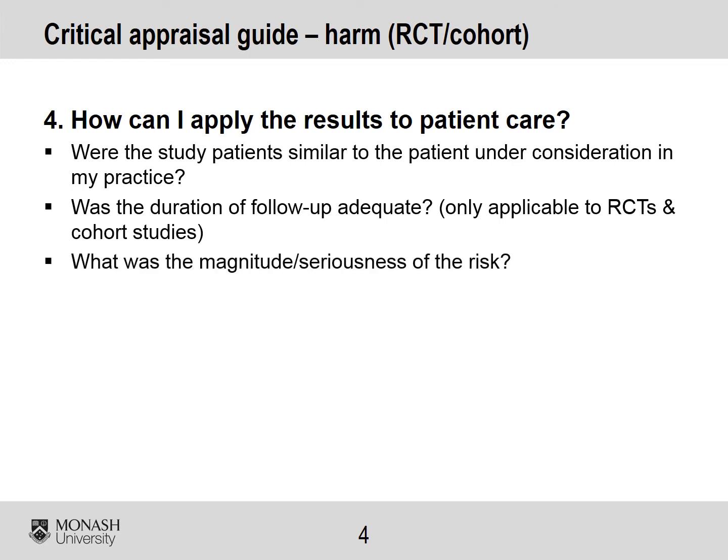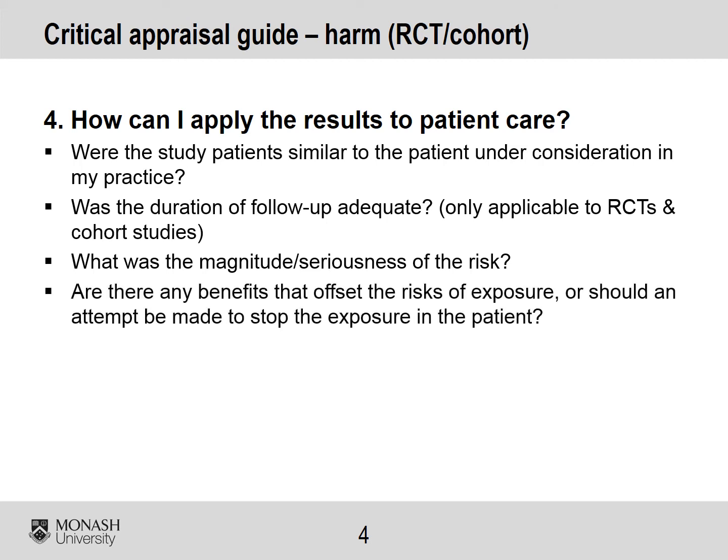What was the magnitude or seriousness of the risk? In answering this question, please refer to the number needed to harm that you calculate based on the results available in your study. And then finally, wrapping it up, are there any benefits that potentially offset the risks of exposure for your particular study and your question, or if not, should an attempt be made to stop the exposure to the patient?